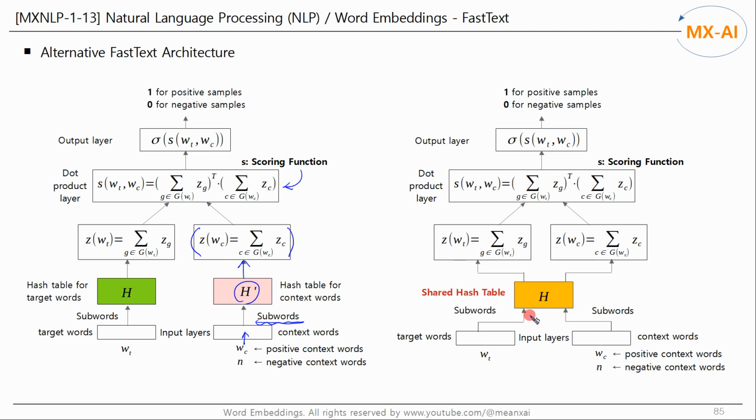Additionally, we can design the model so that the target word and the context word share a single hash table, as shown in the architecture on the right. In this case, gradients from both branches flow into the same hash table. As a result, the shared parameters may potentially learn richer representations. However, this also increases the computational cost since context words must now be decomposed into subwords as well. It is likely that the authors considered the additional computational cost too high relative to the potential gain.